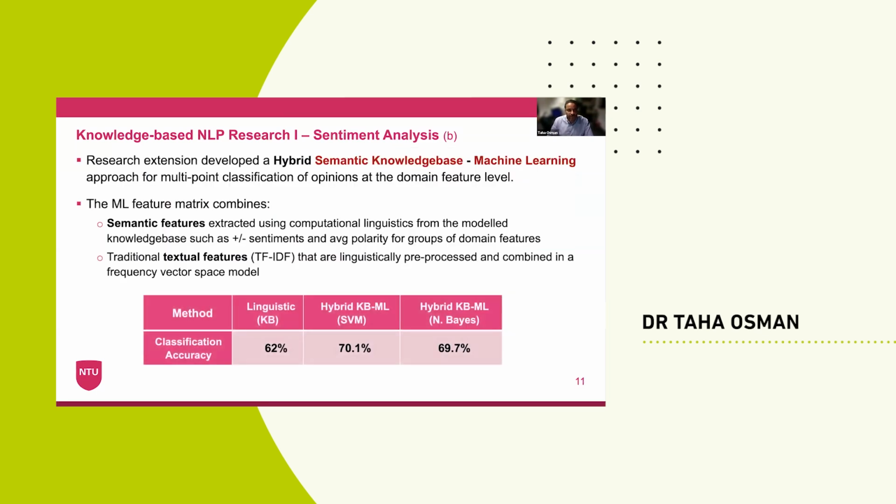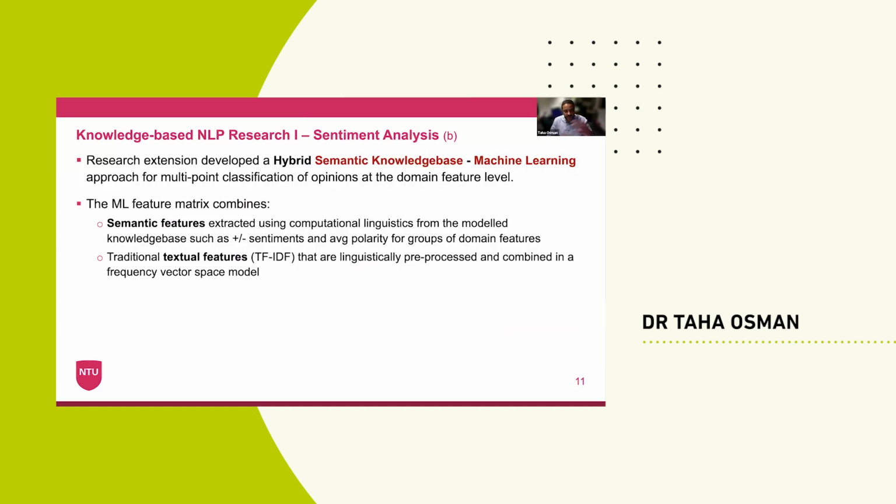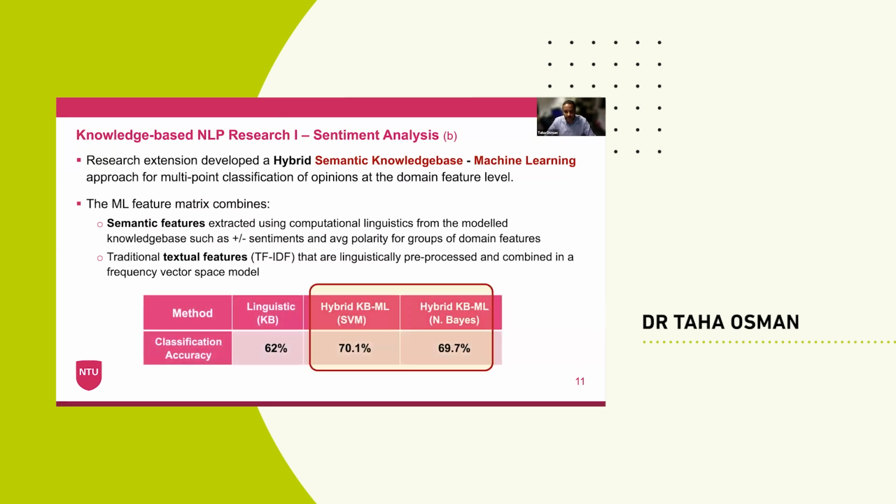And then moving on from that, what we did is that we associated this kind of linguistic consideration of the domain knowledge with machine learning. In addition to the semantic features that we just considered, we also added textual features, and these textual features were included in the machine learning model that we combined with the computational linguistic approach. And the results were very encouraging. As you can see here, the hybrid technique that includes both machine learning and computational linguistics considerably improved the accuracy of the classification.